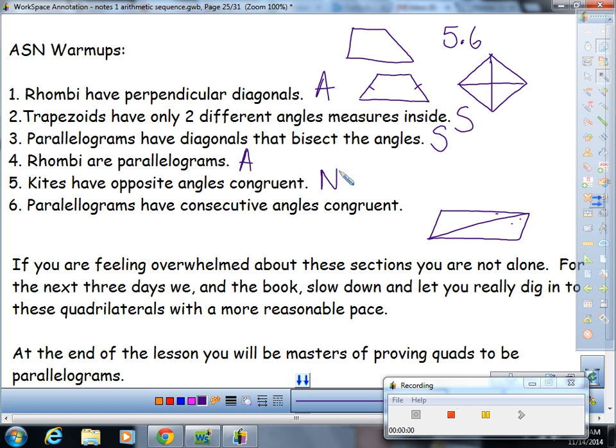Parallelograms have consecutive angles congruent. Here's a parallelogram. Is this angle congruent to this one? Is that a parallelogram? Are these angles congruent? So the answer is sometimes. How'd you do on those? Okay. Okay is the answer to that question. I did okay.